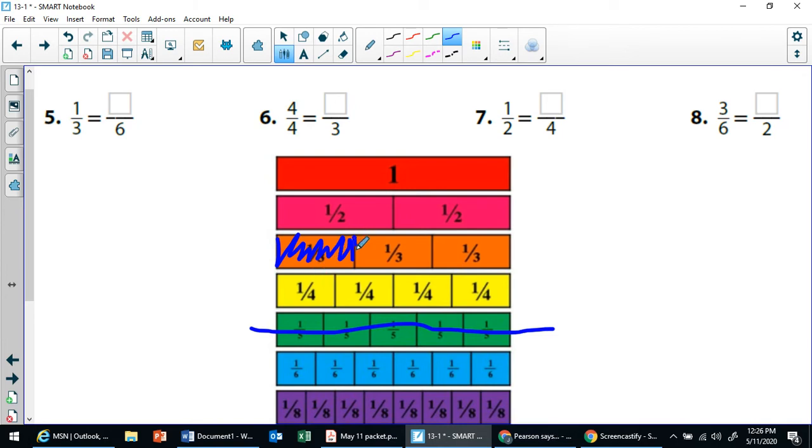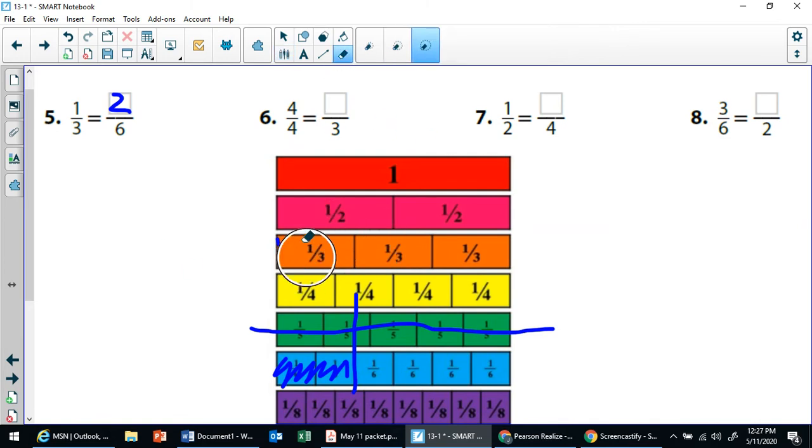But I'm going to follow this line down. Do any of these line up the same length? Oh my goodness, they do. Check this out. 1/6 plus 1/6 is the same distance. They're the same size. So 1/3 and 2/6 are equivalent fractions. So boys and girls, you are going to continue with that method that I just showed you to complete this page, and feel free to use these fraction strips for any page you need help with.